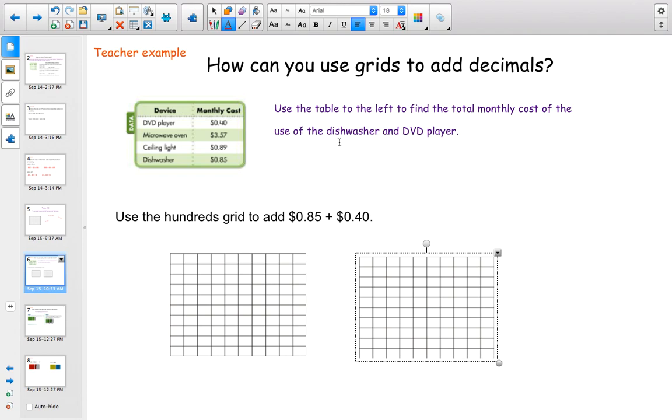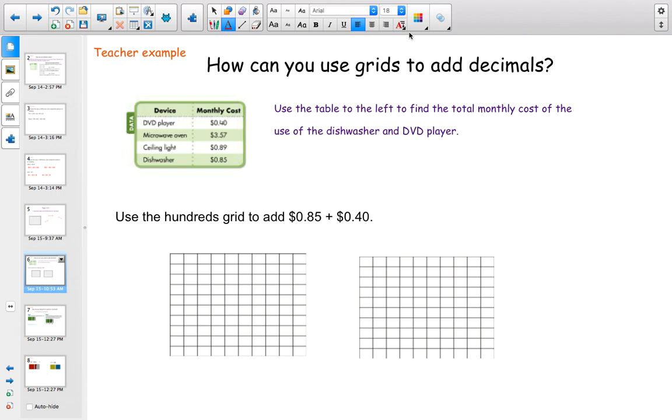So we need to use the table to find the total monthly cost of the dishwasher and of the DVD player. Our dishwasher is 85 cents a month. So we're going to use the hundreds grid to add 85 cents to 40 cents, because that's how much it costs a month for the DVD player. We're going to use these two grids to add these numbers together.